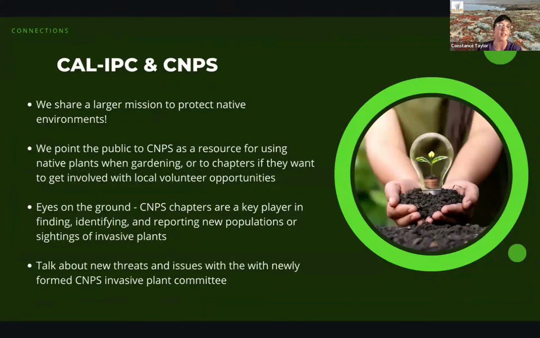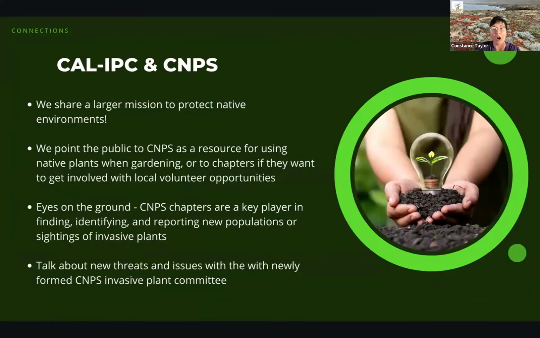So how are Cal IPC and CNPS connected? Well, the main thing is we share a larger mission to protect native environments. We also definitely reach out to CNPS all the time for various things. We also point the public to CNPS as a resource for using native plants when they want to garden, or we point people to CNPS chapters if they want to get involved with local volunteer opportunities.